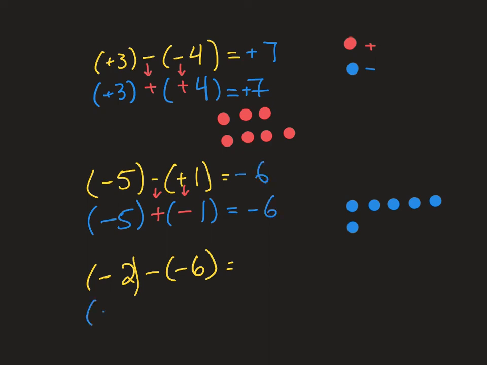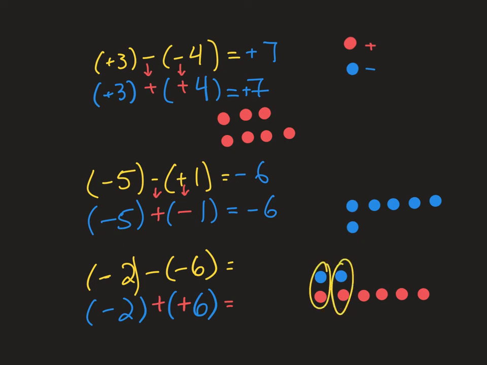Last one, if I have negative 2 and I'm taking away negative 6, I'm going to copy it down and once again just change the subtracting and whatever sign comes after subtracting. So now I have negative 2 plus positive 6. So negative 2, I'm going to add positive 6. And so once again, if I get rid of my zero pairs, these are gone. I'm left with 4. So I have a positive 4, which will be the same as this answer.